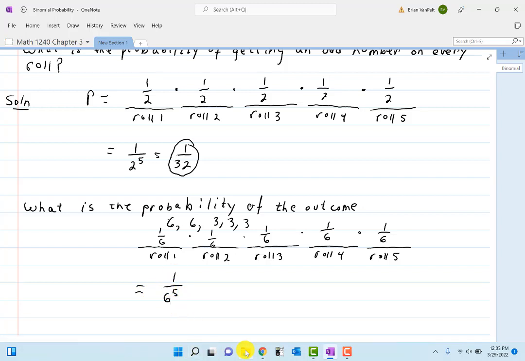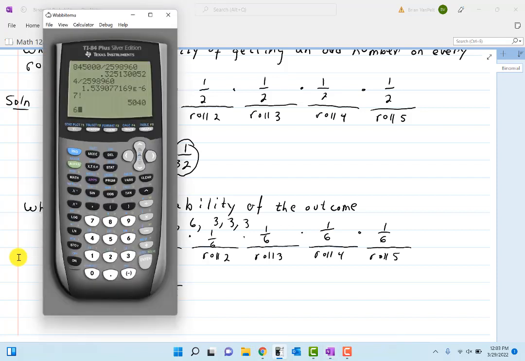Now 6 to the 5th, I'm going to need a little help with my calculator. 6, you can use, this is your caret, this is the exponent button, to the 5th, hit enter. So 1 over 7776.